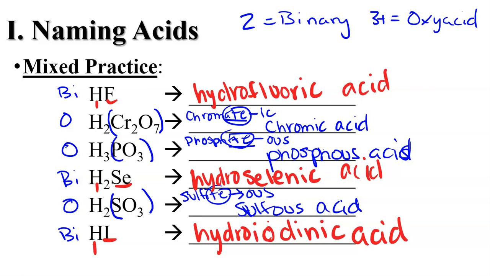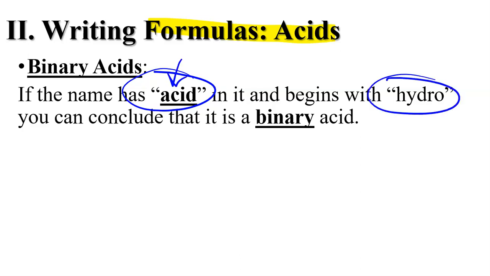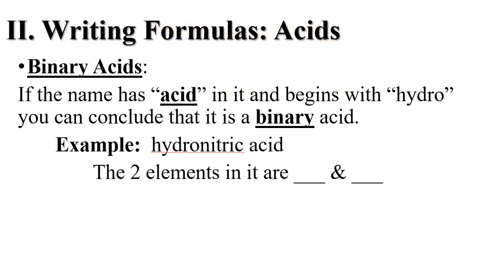All right, so now let's write some formulas. So formulas for acids. Our binary acids, if it has acid at the end and it begins with hydro, hydro is the main thing that you want to look for, it is going to be binary.